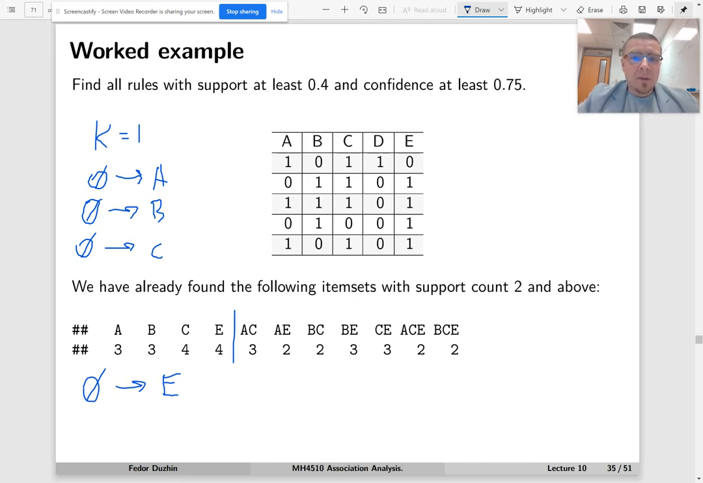The confidence of a rule of the type empty set implies something is just the support of that something. So we want confidence to be at least 0.75, which means this support should be at least 0.75. So here 3 will give us support of 0.6, 0.6.